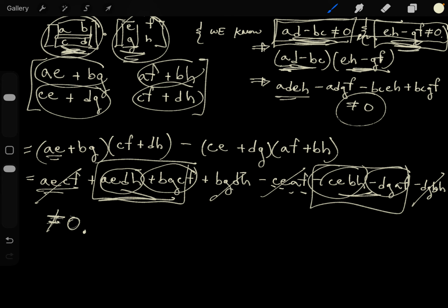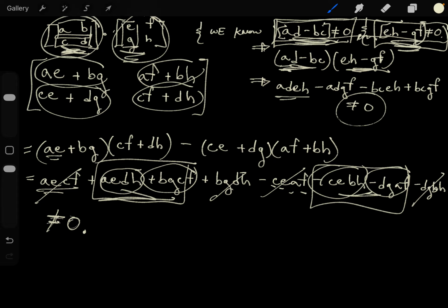Because the inverse of this one has that 1 over AD minus BC in it, and this one has the EH minus FG in it for its inverse. So if these are two invertible matrices, then this must be true and this must be true. And this is saying that this quantity here is non-zero, and this quantity is non-zero. And when you multiply two non-zero things, you also get something that's non-zero.